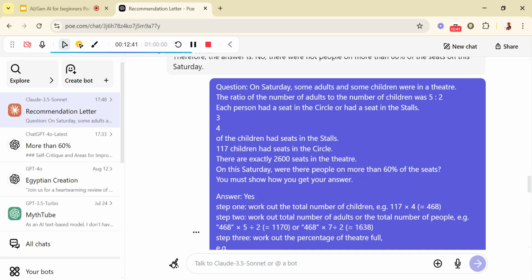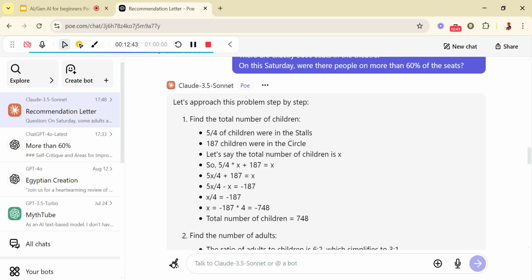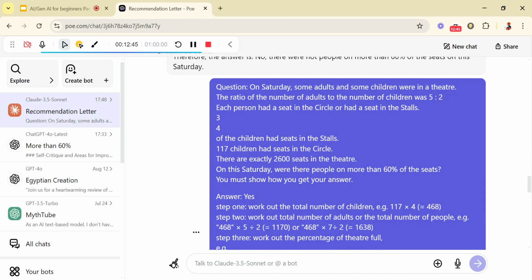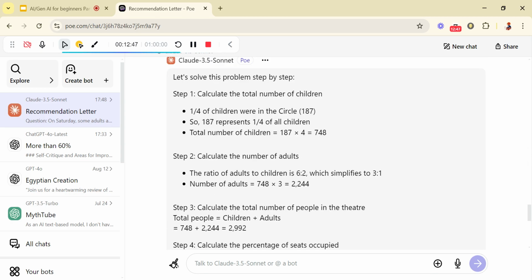Now, all of this that I've just shown is an example of chain of thought prompting, where it's given us the answer to our prompt in a sequence of steps, which allows us to follow its process of thinking. Now I'm about to demonstrate self-refine prompting.